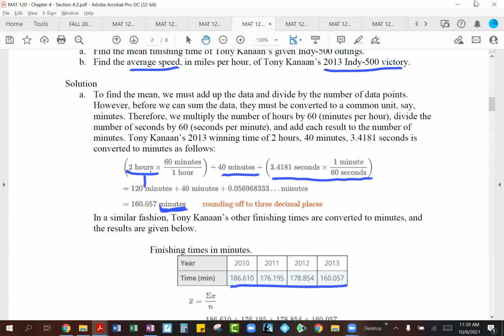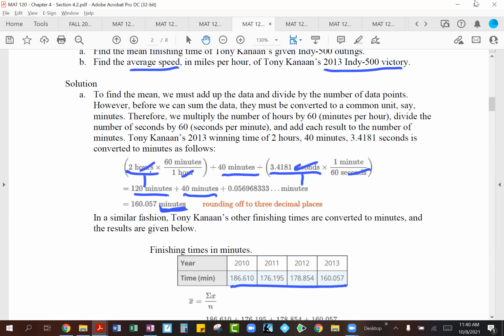So again, what's happening is the hours is canceling out, and you were left with 2 times 60, which gave us the 120 minutes. We kept the 40 minutes as it is. We didn't need to convert that. Now with the seconds, same thing is happening. You've got seconds on the top, seconds on the bottom, so they cancel out.